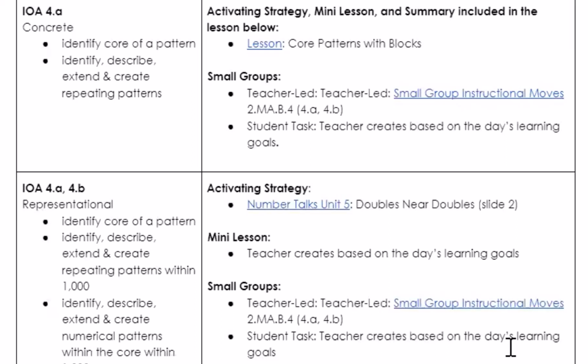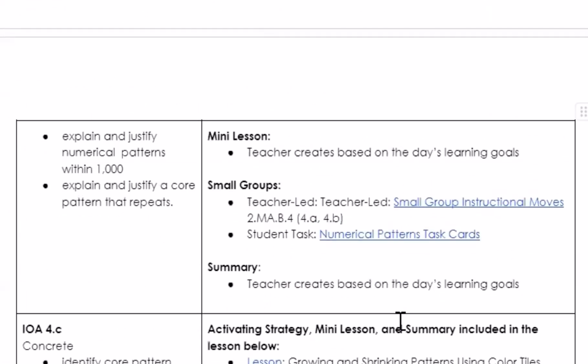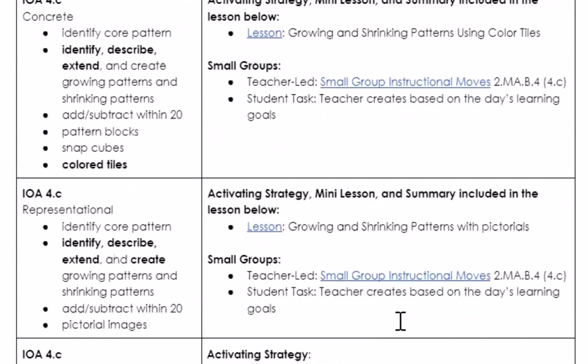The core of a pattern is where a pattern begins, so it is crucial that students can identify core patterns in order to determine whether a given pattern is repeating, growing, or shrinking. Students will use manipulatives such as pattern blocks and colored tiles while working with patterns. Please note that IOA 4C requires students to identify, describe, extend, and create numerical patterns within 20.